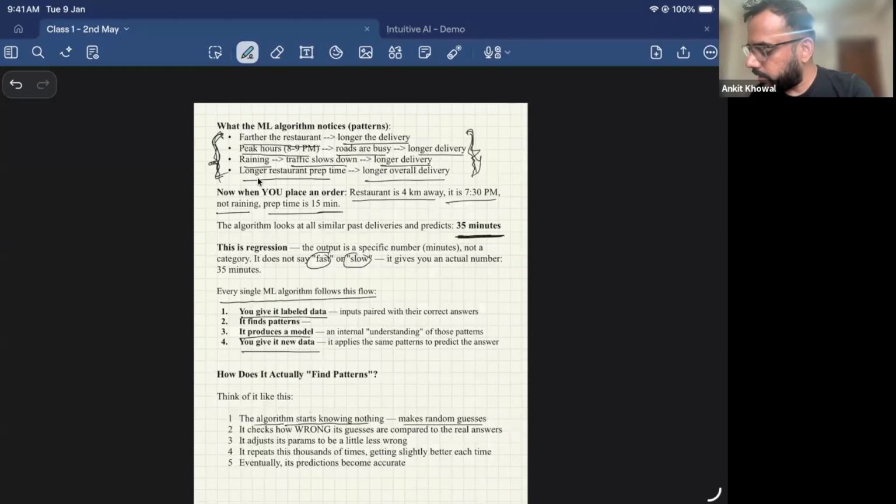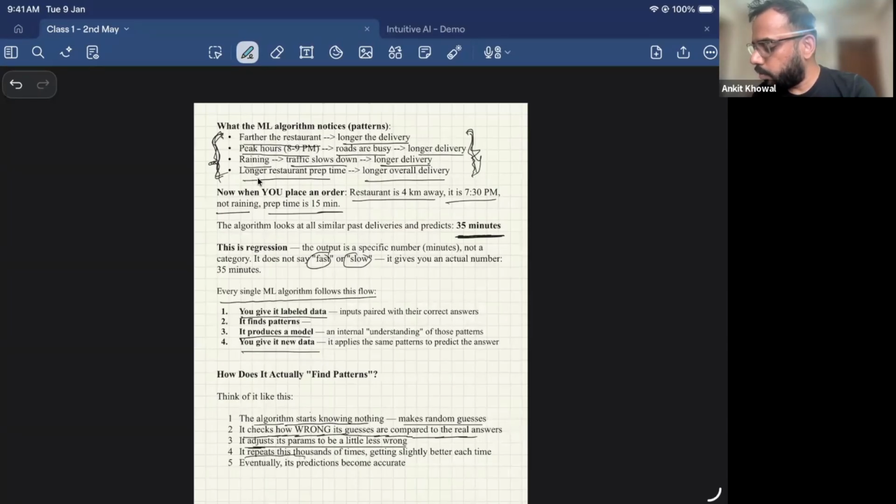Since it's making a random guess, it can be right or wrong, right? So at the next step, it will see how wrong the guess is, or whether there is an error in my guess, based on the real answers, because we have labeled the data, right? So it can figure out that this was my past data, I am predicting this, but from my past data I know that I'm predicting wrong. So it will adjust its parameters: hey, I'm predicting wrong, let me adjust my internal parameters. It will make some adjustments, and then it will try to predict the data again.